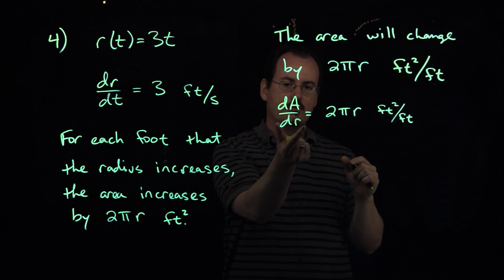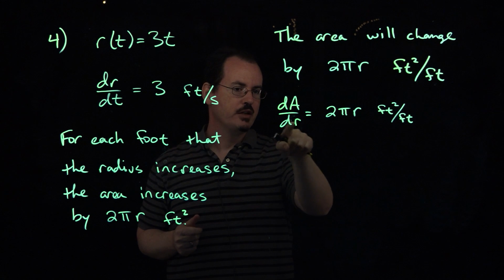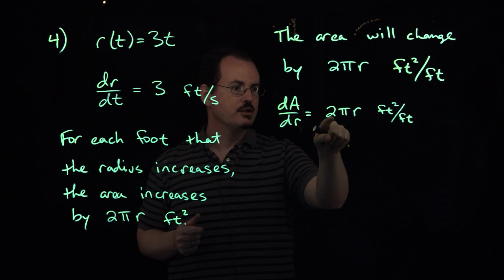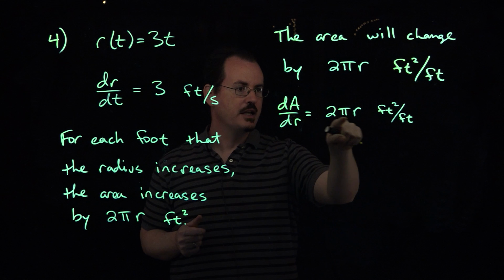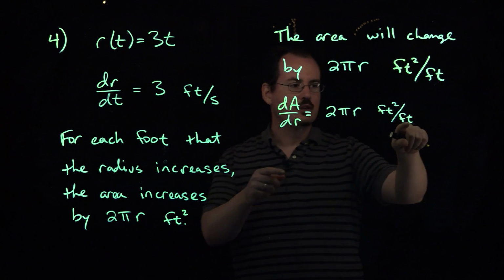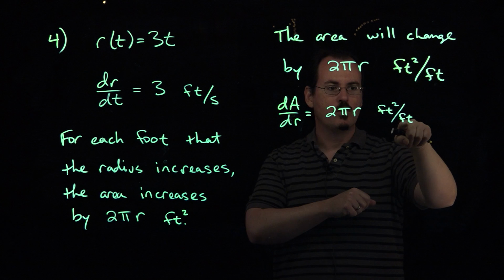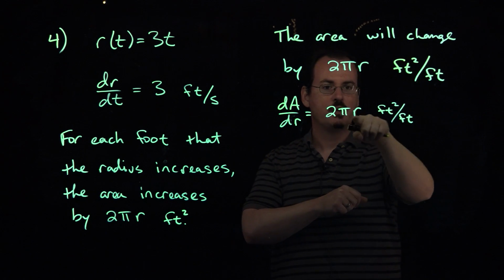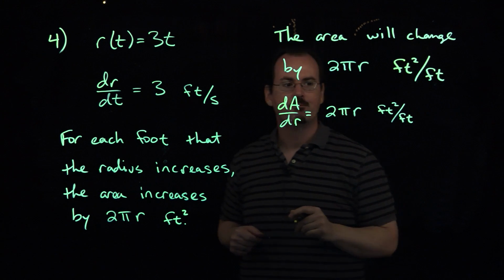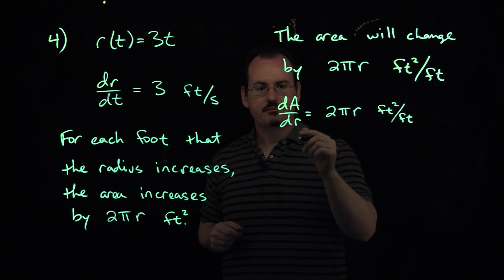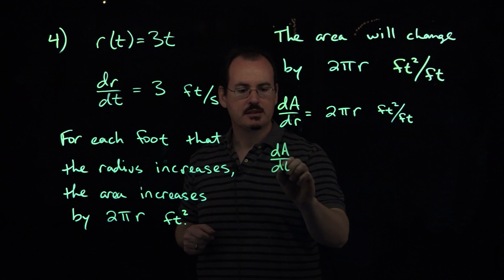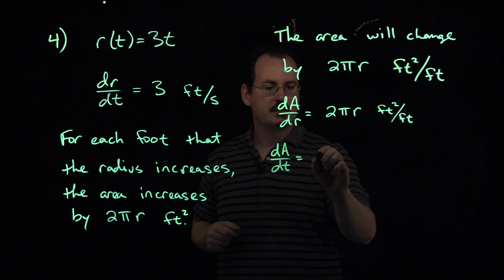So again, look at what we have on the bottom here. This is saying that for every 1 foot change in r, in other words, for every 1 foot increase of the radius, the area is going to increase by that much. Again, that's because the area of a circle is 2 pi r. And again, look at the units here. For a 1 foot change in the radius, the area is going to increase by 2 pi r square feet. Okay. So what we're really after, though, is what is the rate of change of the area with respect to time?